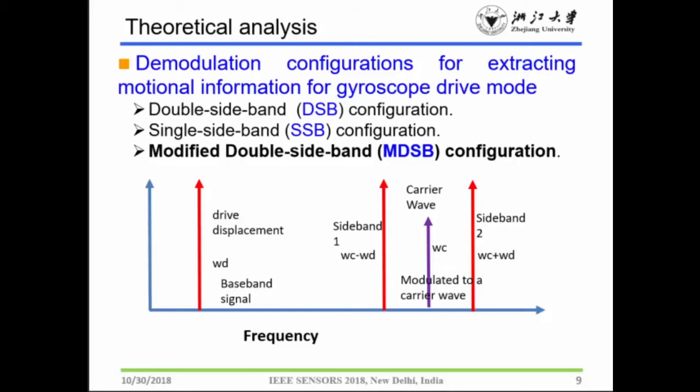In order to extract phase and amplitude information for the gyroscope drive mode, there are two simple structures: one called a double sideband configuration, and one called a single sideband configuration. But it is a little bit different from the textbook. It includes the modules to extract the DC signals.